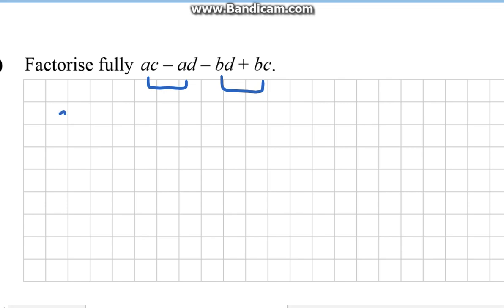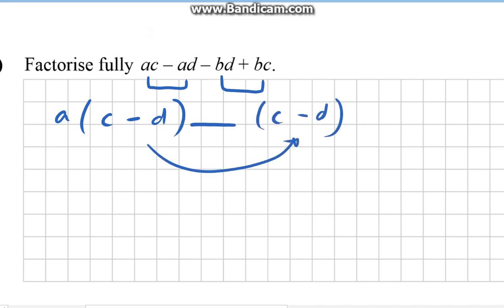But I can see that A is common between the first two terms, and that will leave me with C minus D. I'm not going to fill in the sign here yet, because I know what I want in this bracket is C minus D. I want these to be the exact same thing in the bracket, and that's what we're working towards. So I know B is common here, but as I said, I'm not putting in the sign yet because I'm not 100% sure what it's going to be.